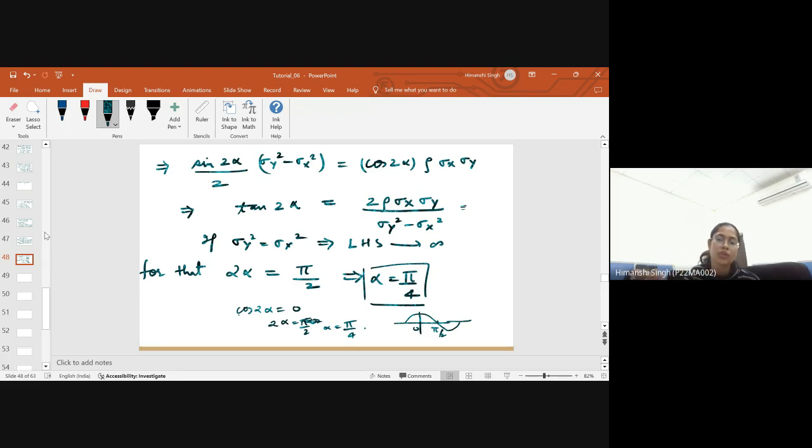Because it is going to zero, it means cos 2 alpha is going to zero, because rho and sigma x sigma y are not equal to zero. So this will imply that 2 alpha is pi by 2, so alpha is pi by 4. Yeah, that's fine. I think it is correct. So you can do it by either way.